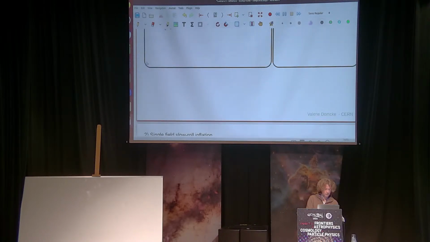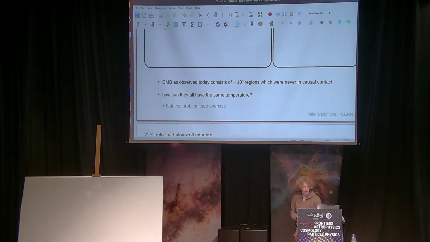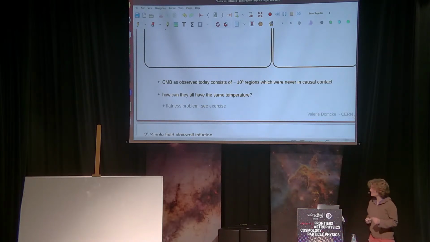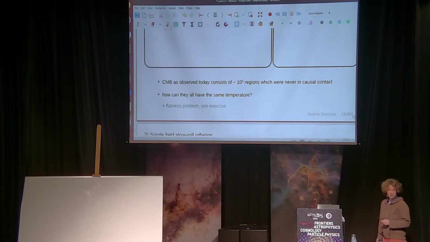So this works. Okay, magic, right? So I can still cheat, right? Even though I'm doing it here. So the CMB, as we observe it today, consists in this picture of about 10 to the 5 regions, which can, with the condition omega larger than minus one third, not be in causal contact. And yeah, this is then the question: how can they all have the same temperature?